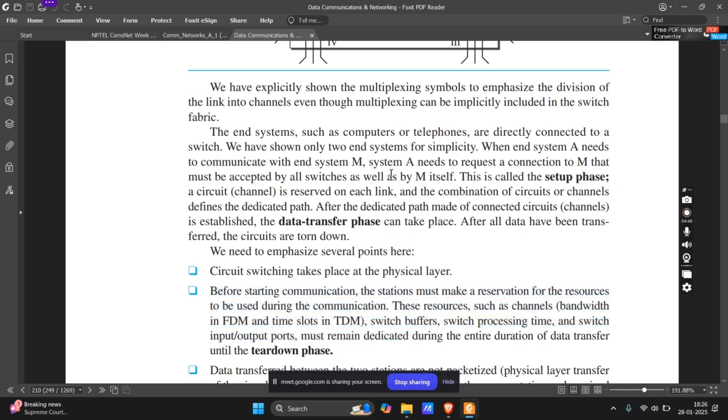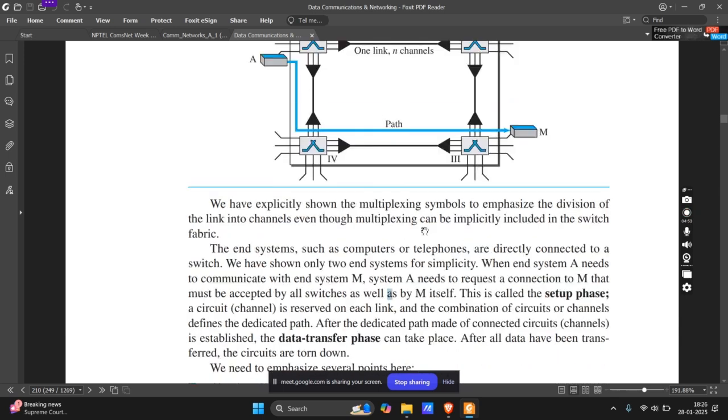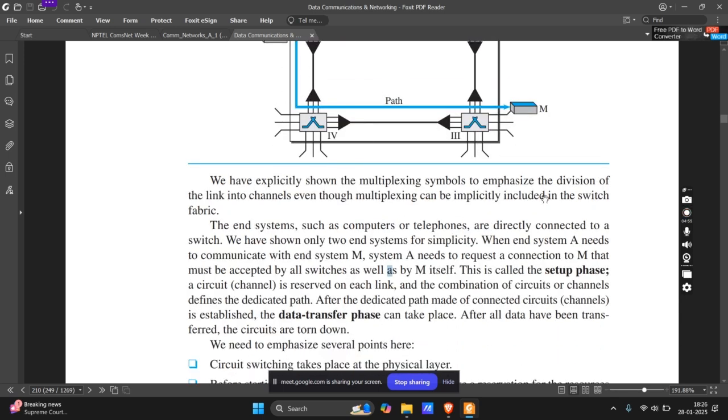Once the particular transmitter-receiver pair has gotten all the resources and has a clear path, a dedicated path is made of connected circuits or channels.